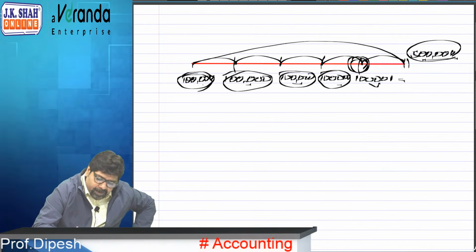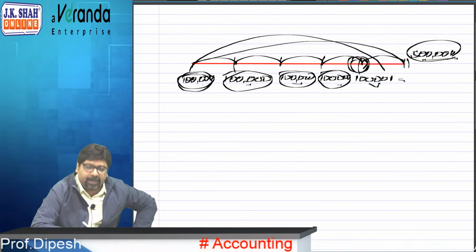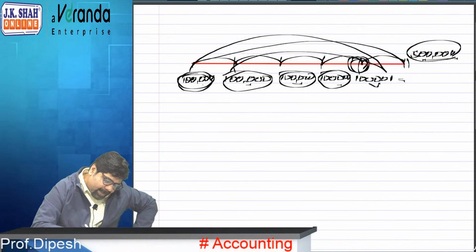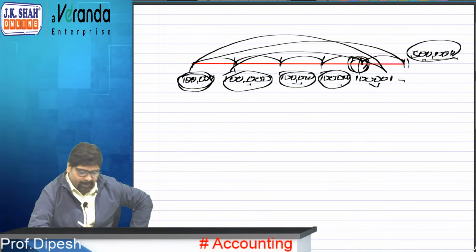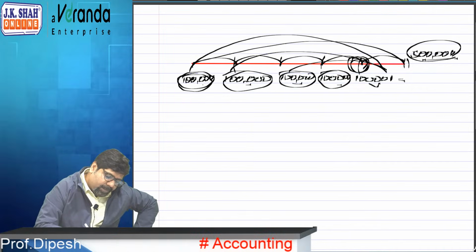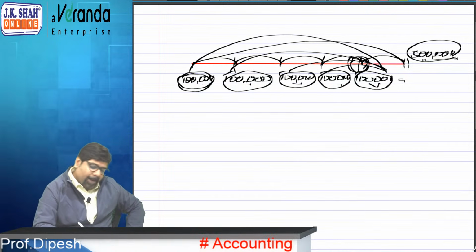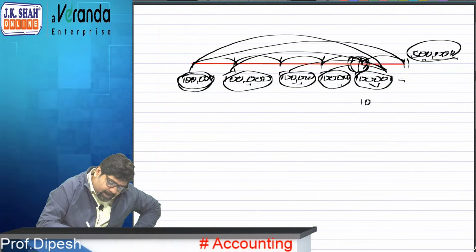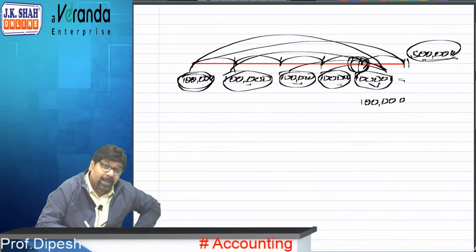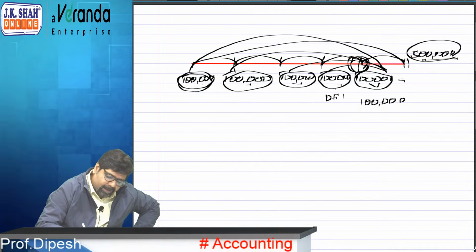Because on the first 1 lakh, I will earn interest for 4 years. On the second 1 lakh, I will earn interest for 3 years. Third 1 lakh, 2 years. Fourth 1 lakh, 1 year. And the last 1 lakh, no interest. So the last 1 lakh, I will save 1 lakh only. Fourth year's, I will discount it for 1 year. This I will find out.